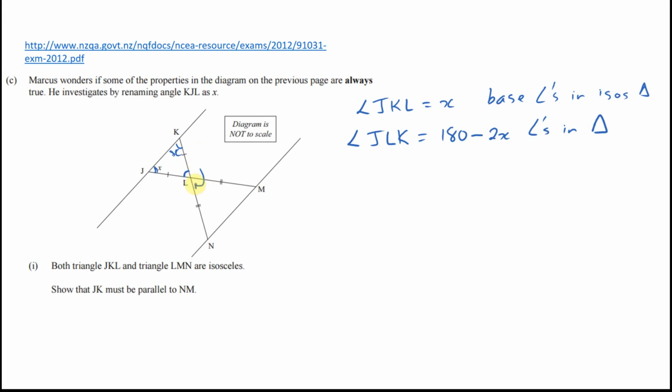This angle here is vertically opposite this angle. So vertically opposite angles are equal. Angle MLN is also equal to 180 minus 2x, and that's vertically opposite angles.